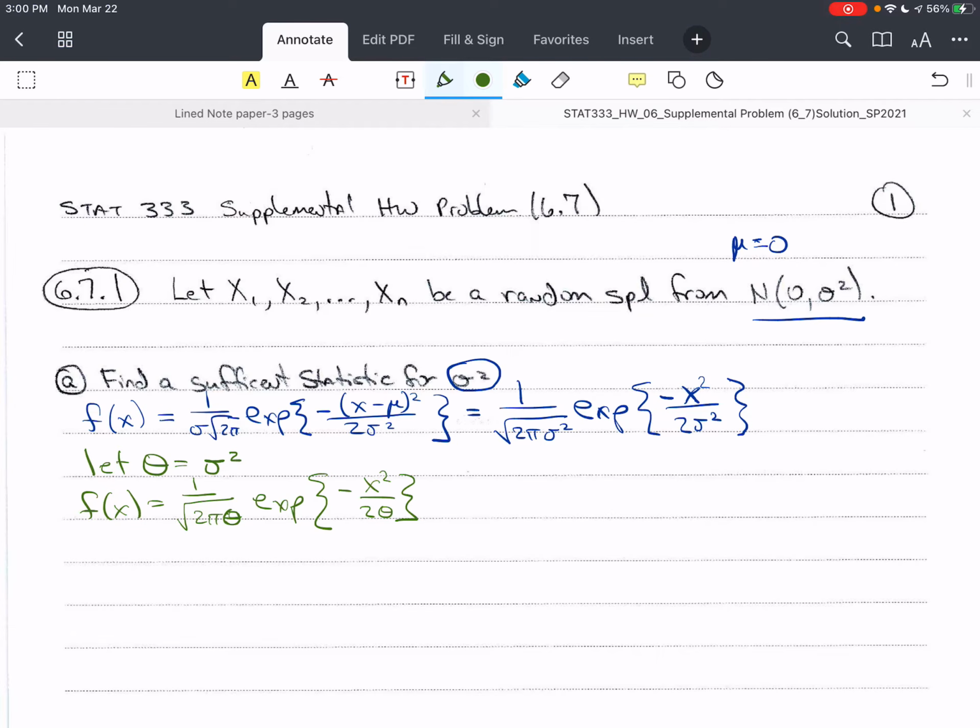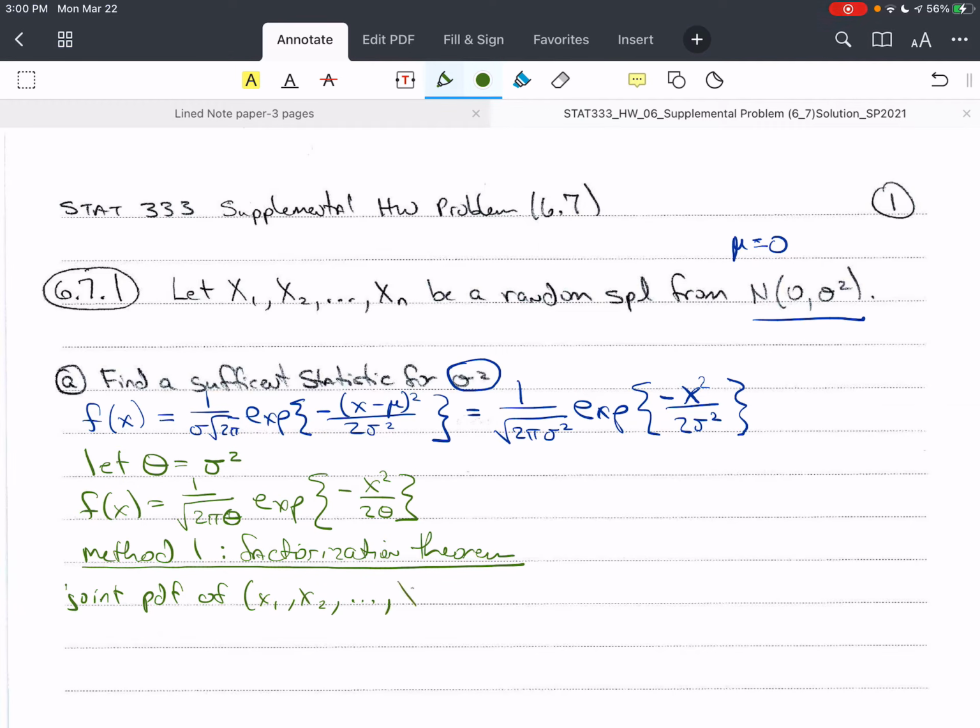Okay, so the first method is the factorization theorem. And so I need to write the joint PDF first. So the joint PDF of X1, X2, up to Xn. And these are all supposed to be capital. Okay.